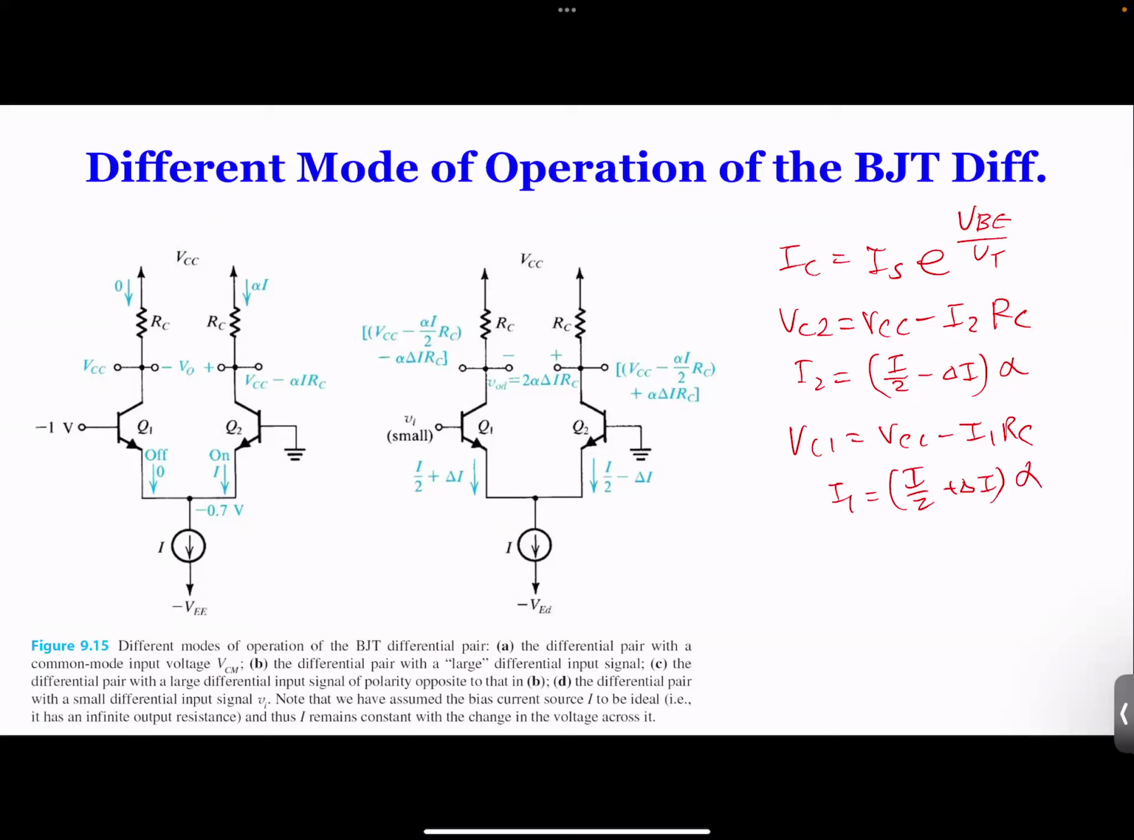So plugging all these equations, you will get VO equal to VC2 minus VC1, and this equals 2 times alpha, delta I times RC. So this is the final answer. If you have a small value at one gate and one base, but the other one is grounded, you get an output that's related to the change of delta I. Now, how much is delta I? It depends on how much this difference is going to be. But how much difference can we calculate? We can calculate using this equation over there, at the top. So we can calculate. Okay.